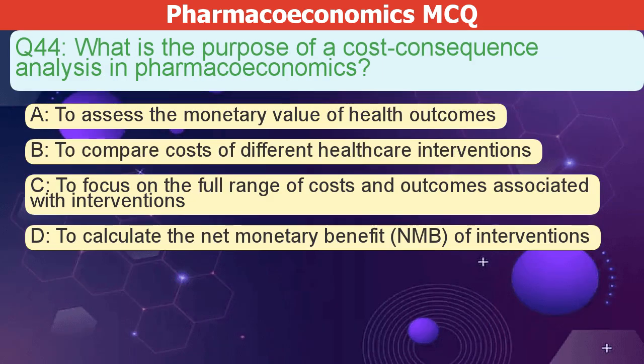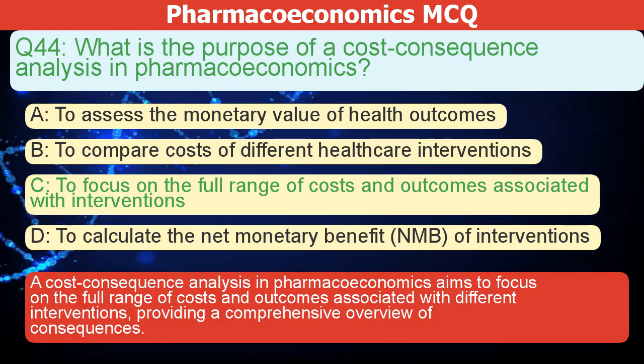What is the purpose of a cost-consequence analysis in pharmacoeconomics? A. To assess the monetary value of health outcomes. B. To compare costs of different healthcare interventions. C. To focus on the full range of costs and outcomes associated with interventions. D. To calculate the net monetary benefit, or NMB, of interventions. The correct answer is C. A cost-consequence analysis in pharmacoeconomics focuses on the full range of costs and outcomes associated with different interventions, providing a comprehensive overview of consequences.